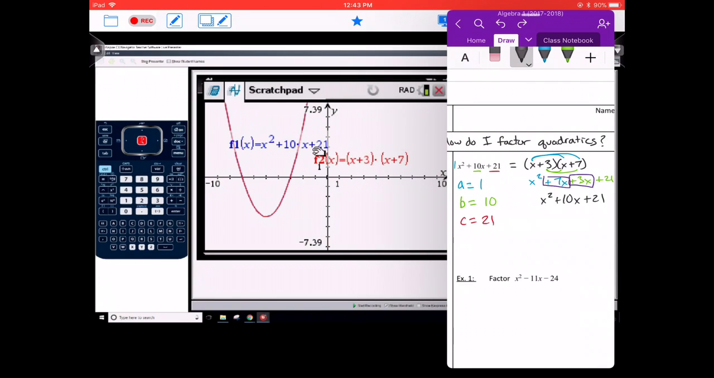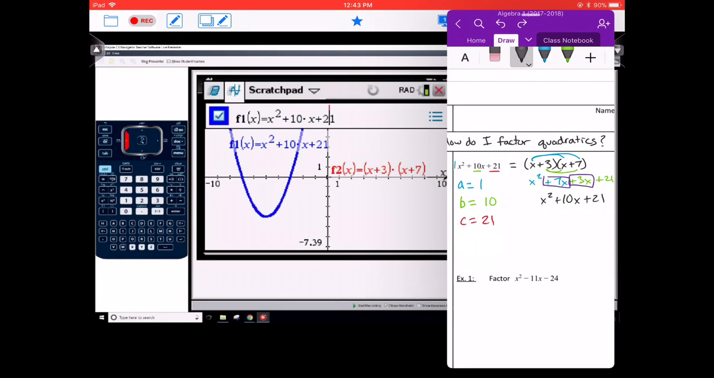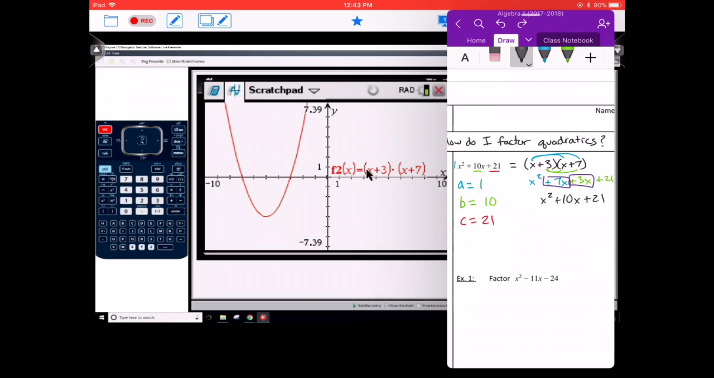Okay, our equation is x plus 3 and x plus 7. Oh, why not? Let's hide the first equation. I don't need to see it. We know it's the same, okay? But look at this equation for a bit. x plus 3 and x plus 7. You notice something, okay? 3 is actually 3 over from the 7.